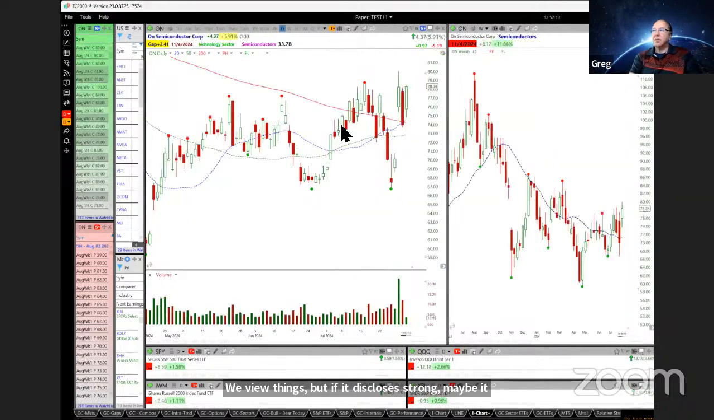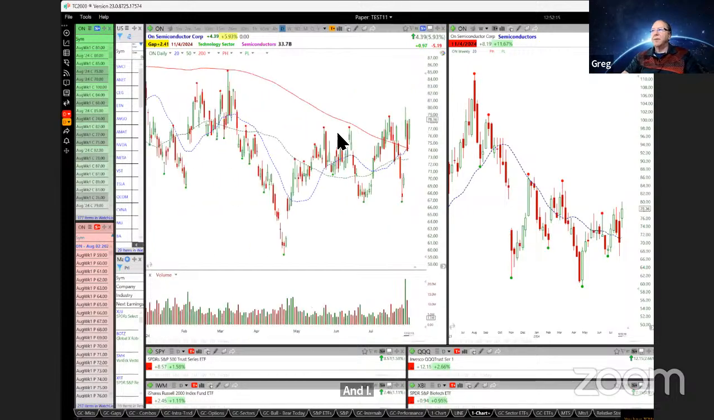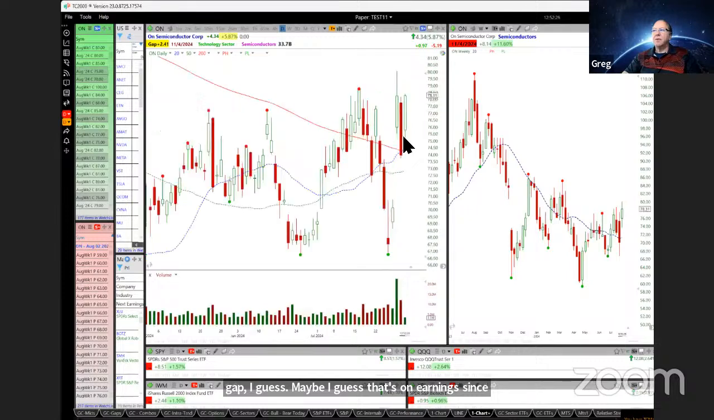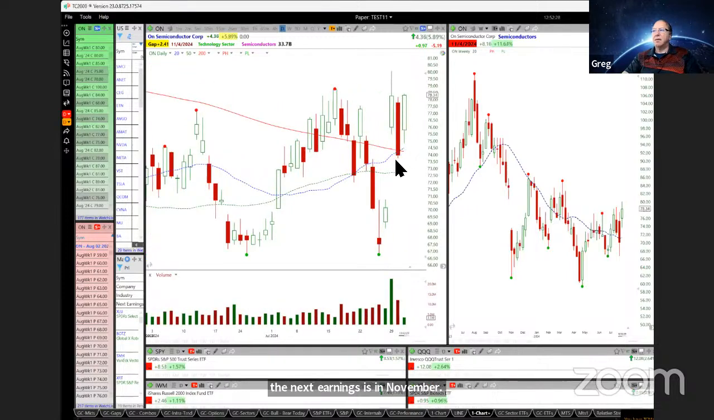Lawrence, you meant this on semiconductor? So this has been really messy, but that's a bullish gap. I guess that's on earnings, since the next earnings is in November. And you've got this monstrous red bar being negated today.